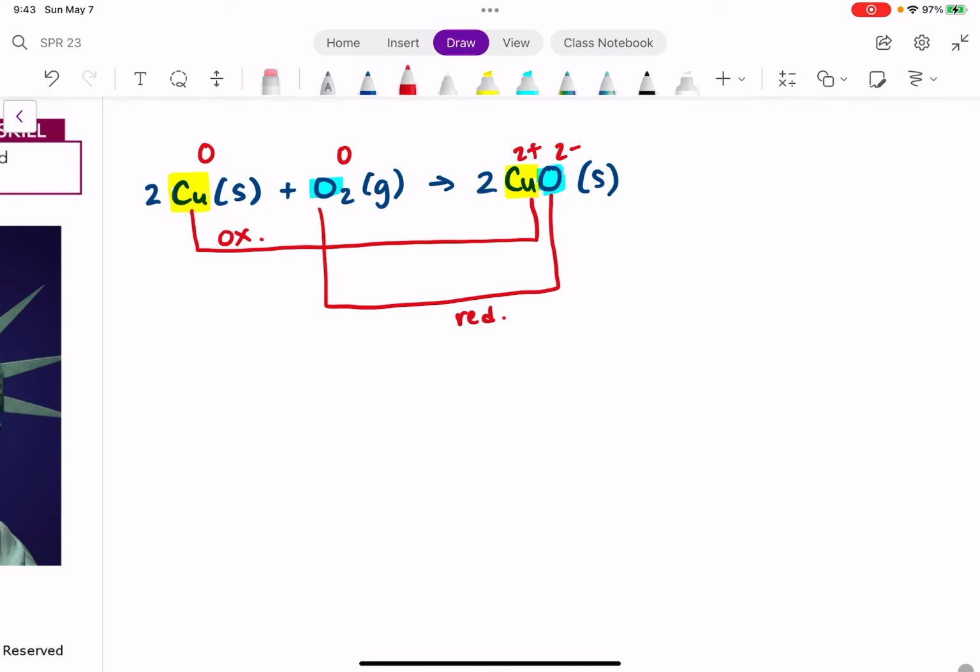Notice that we always have something that's oxidized and something that's reduced. So you're not ever going to have only oxidation happening or only reduction happening, because if one thing loses electrons, another thing has to gain those electrons. Okay?